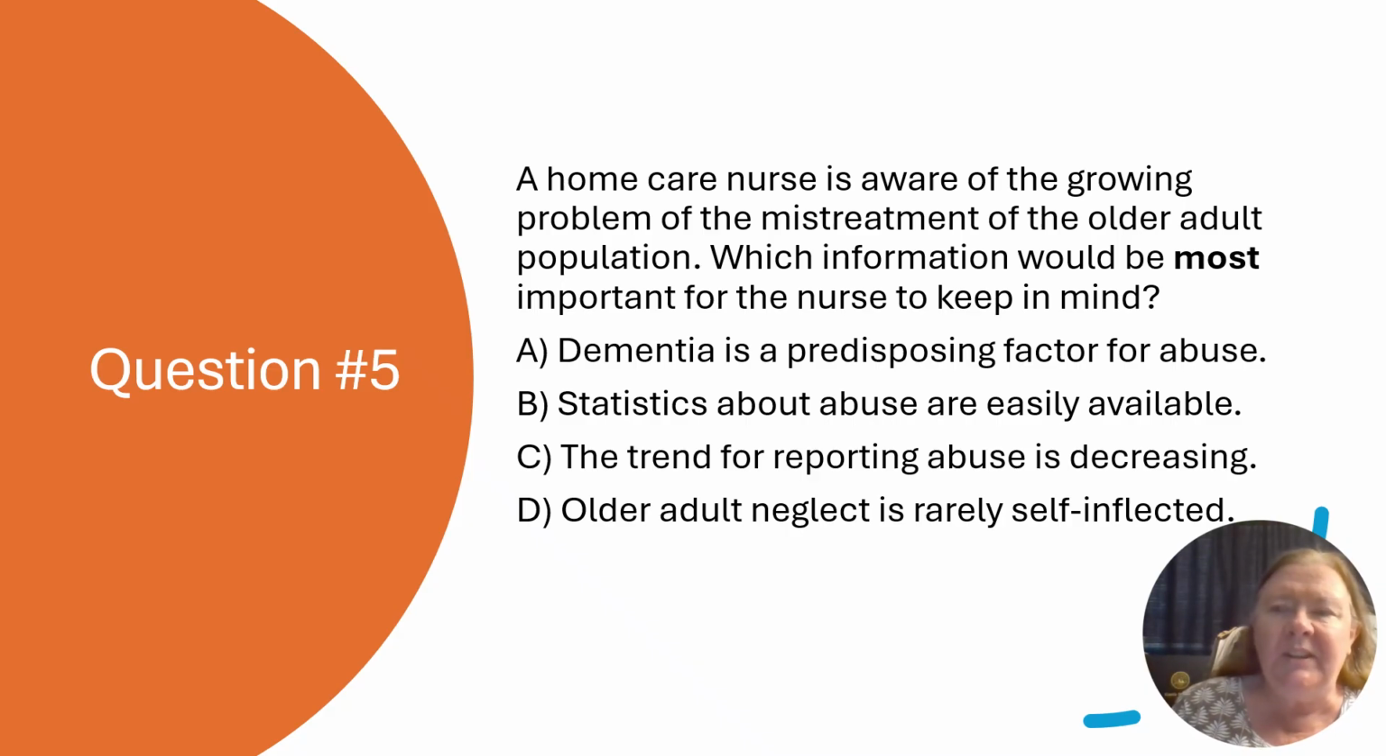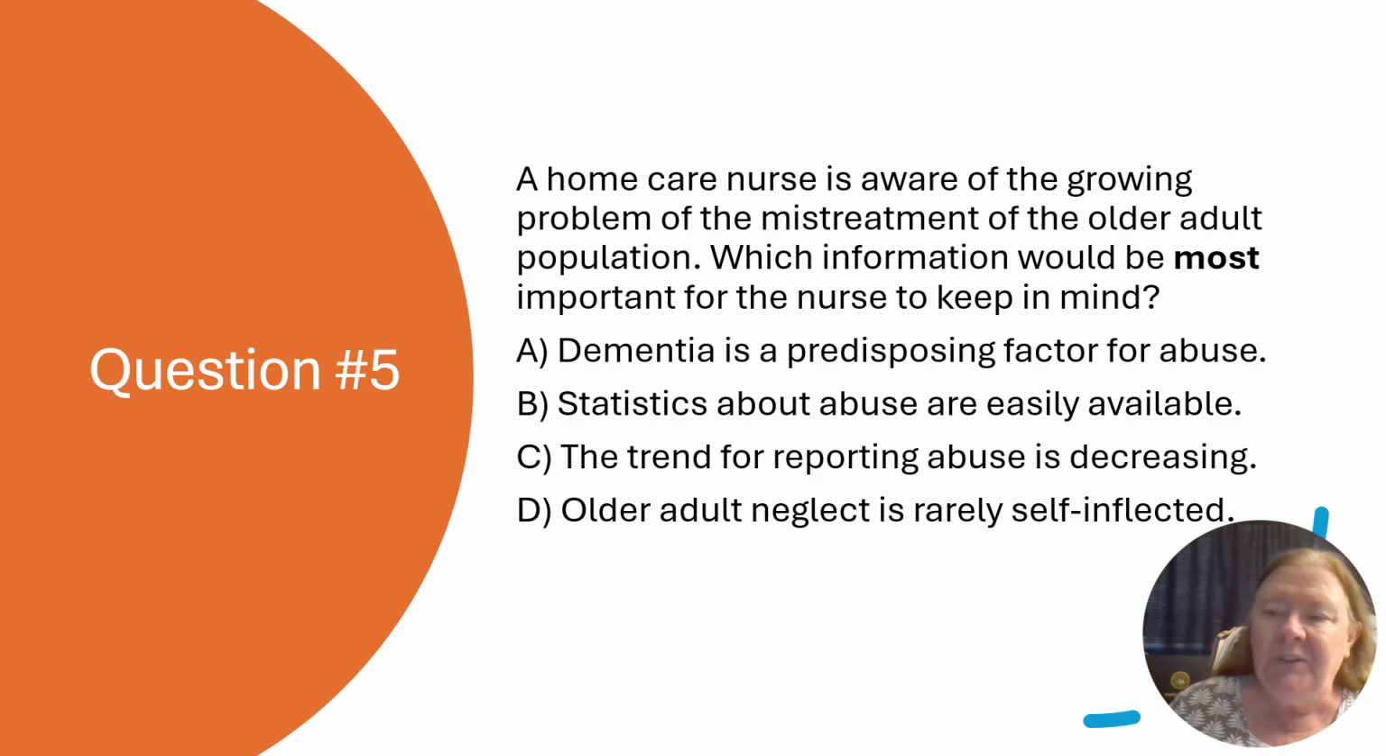Okay, and in this one, the correct answer is A. Dementia is a predisposing factor for abuse. Dementia and frailty predispose an older adult to mistreatment. The problem of elder mistreatment or abuse is mostly hidden and is a growing problem. Therefore, it is hard to know how many people are suffering from abuse. The good news is that recent data from the Adult Protective Services, or APS, shows an increasing trend in the reporting of abuse, although there's still lots of work to be done.